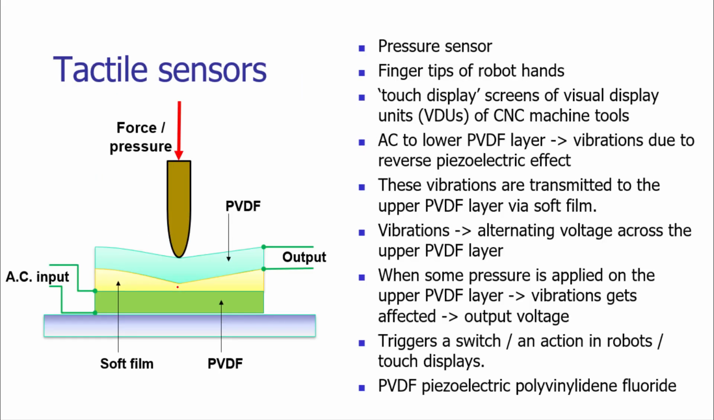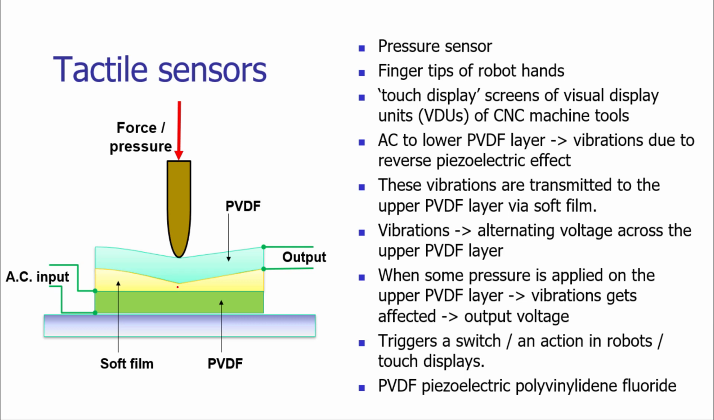The next interesting sensor is the tactile sensor. It is used to measure the force or pressure. These type of sensors are widely used in the automation purpose and robotics. The fingertips of the robot hands are equipped with the tactile sensor. Various touch displays or the screens are used in an automated industry or in a typical factory. Even on the CNC machine tools, we are having the touch screens.